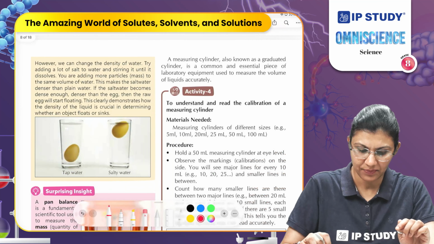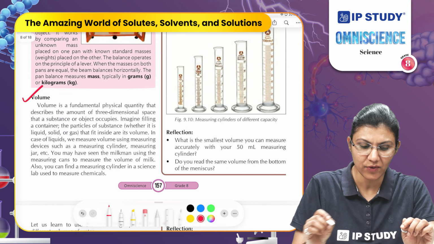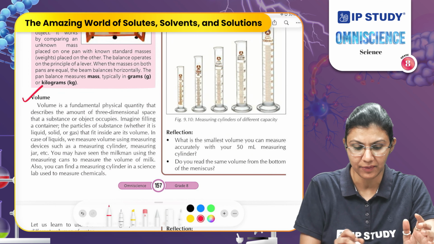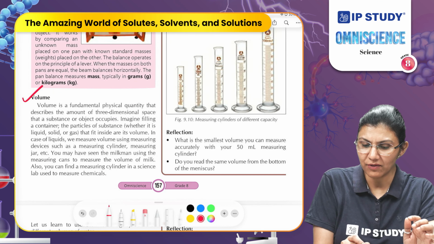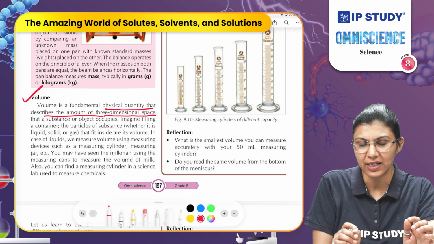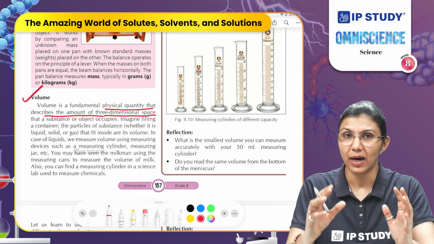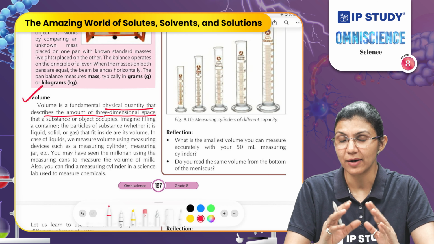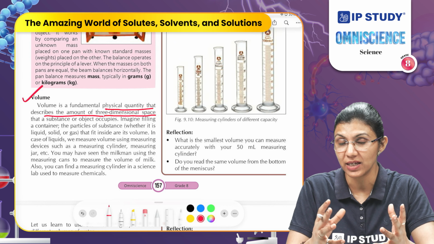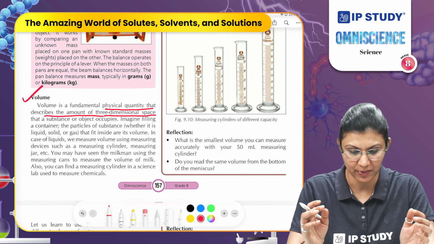Next is the volume. What is volume? It's also a physical quantity. Volume is a fundamental physical quantity that describes the amount of three-dimensional space occupied by any substance. It means the particles of any substance are occupying a certain space which is making its volume in the three-dimensional space.